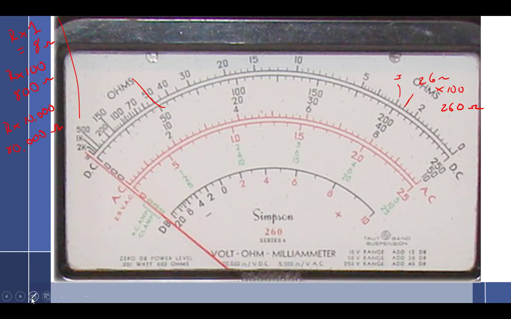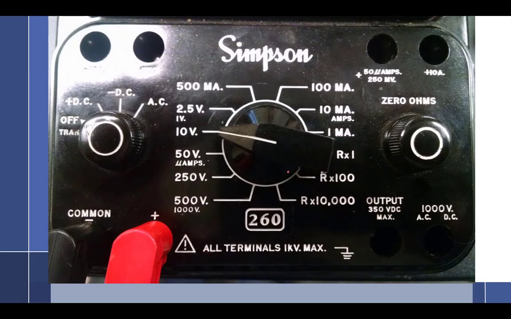All right, so let's erase all this. All right, let's go to voltage. Looking back at this, as far as resistance goes, we have R times 1, R times 100, and R times 10,000, right? That's it.